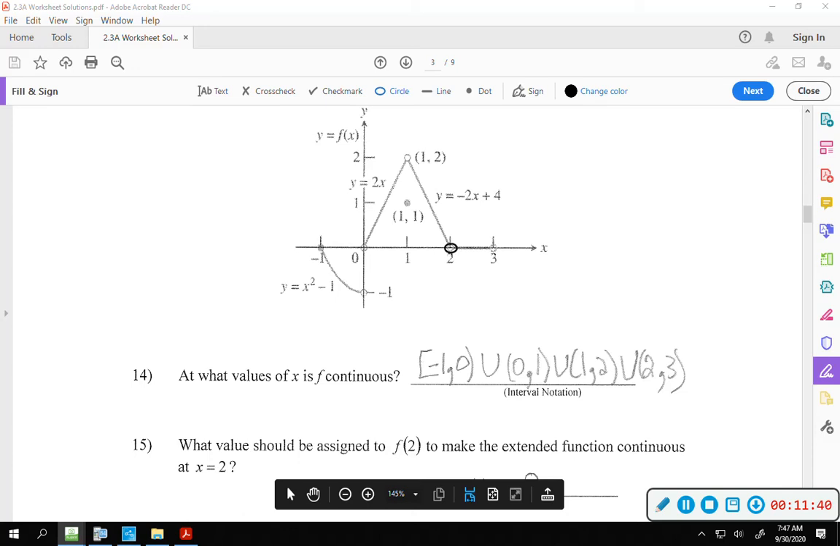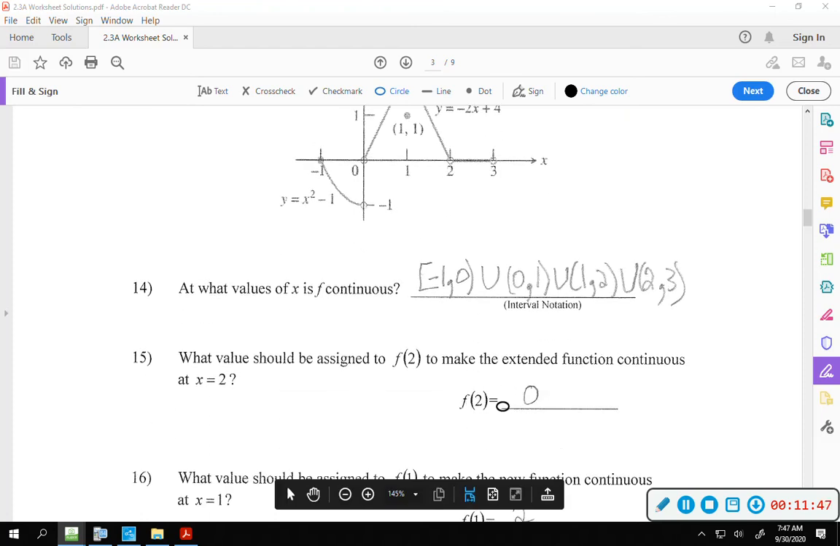Well, if we make f at 2 equal 0, it will fill in this removable discontinuity. And then the left-hand limit will be 0, the right-hand limit will be 0, therefore the limit as x approaches 2 will be 0, and f at 2 equaling 0 would then make it continuous. It would fill in this removable discontinuity.